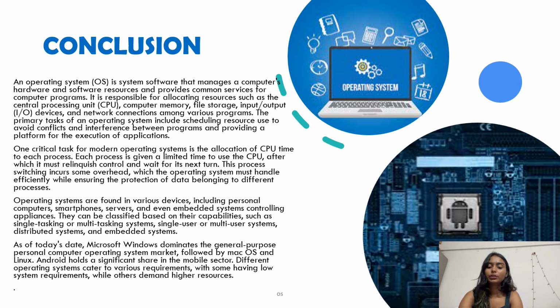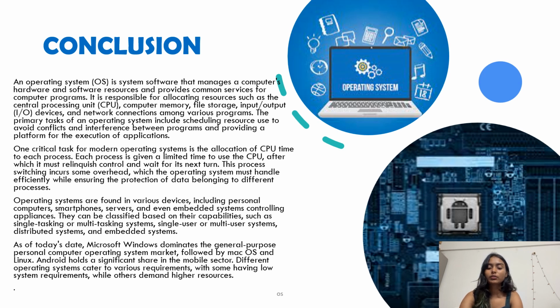And finally, the conclusion. An operating system is system software that manages a computer's hardware and software resources and provides common services for computer programs. It is responsible for allocating resources such as the central processing unit (CPU), computer memory, file storage, input-output devices, and network connections among various programs. The primary tasks of an operating system include scheduling resource use to avoid conflicts and interference between programs and providing a platform for the execution of applications.